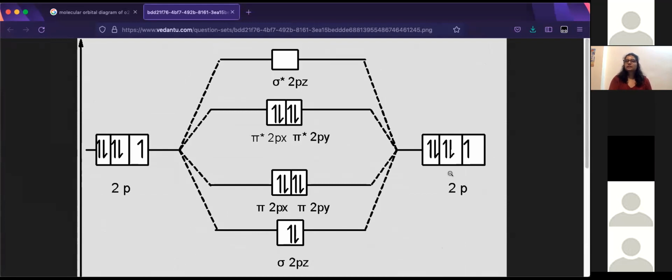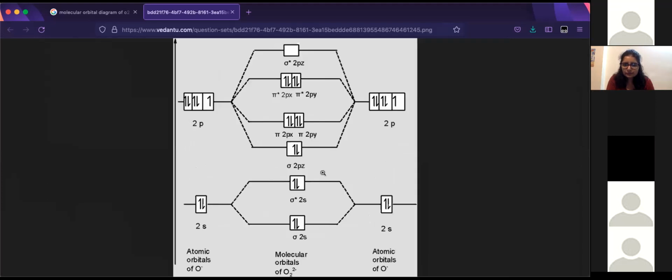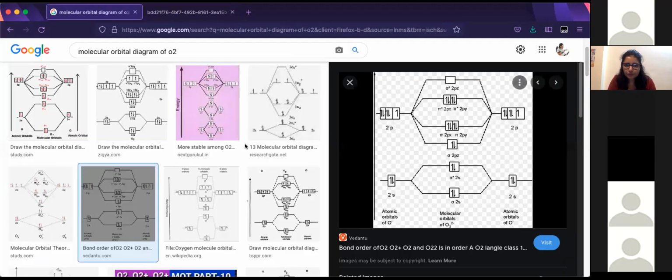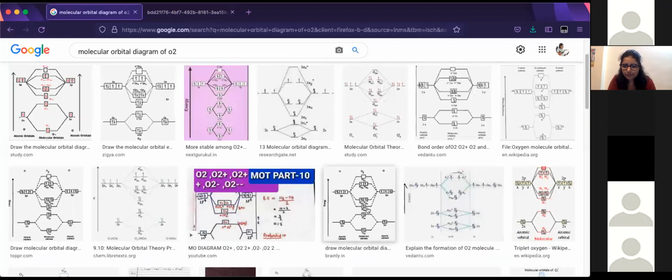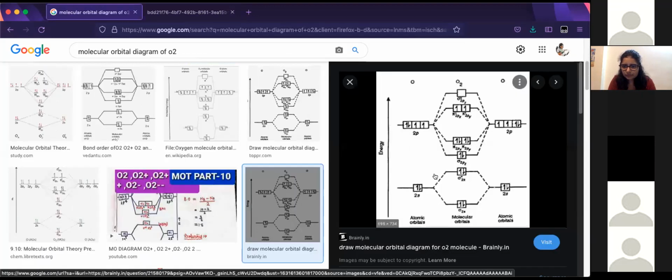So oxygen, wait, is this oxygen? I'm sorry, this is for O minus. This is for O2 2 minus. This is the peroxide ion. I'm sorry, wait, let me look for oxygen specifically. Yeah, this is oxygen.